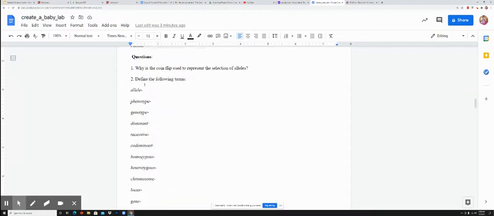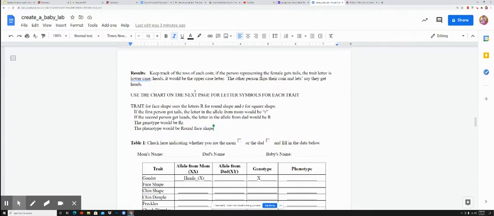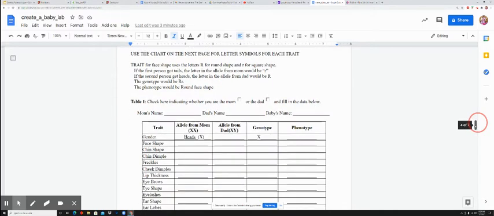First, you're going to do the vocabulary, answer this question, and this is what you're going to do. It says right here, use the chart on the next page for letter symbols for each trait. Keep track of the toss of each coin. If the person representing the female gets tails, the trait letter is lowercase. Heads, it would be the uppercase letter. The other person flips their coin, and let's say they get heads. So basically you're going to flip a coin, and the coin will tell you which version of the gene they will get.